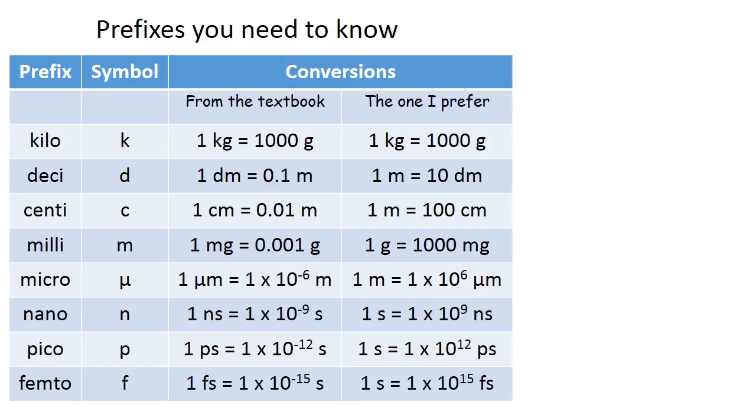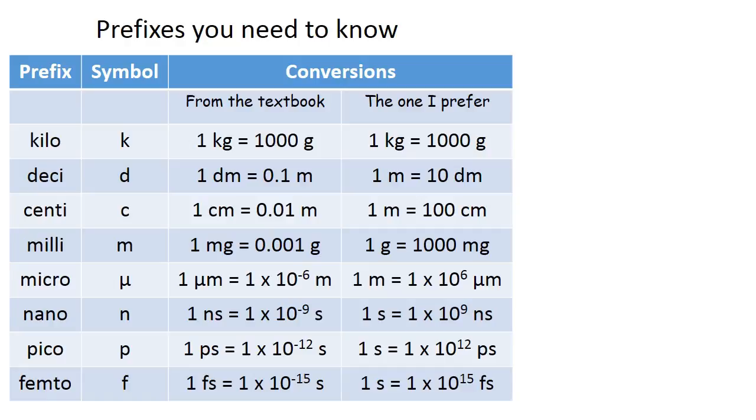Okay? So what I would suggest, this is a table that I generated from the same table. The prefix is on the left. You also need to know the symbol. The third column is the conversion from the textbook. So 1 kilogram is 1,000 grams, as opposed to 1 milligram, which is the fourth one down, is 0.001 gram.